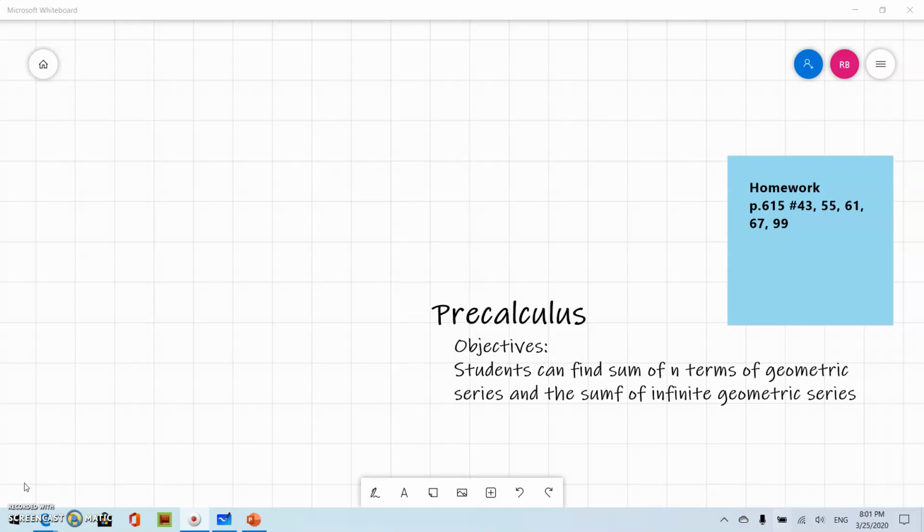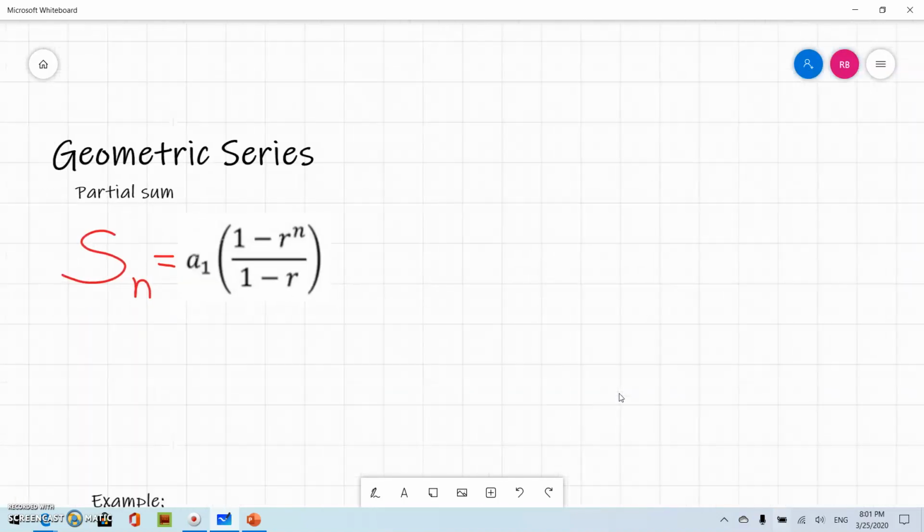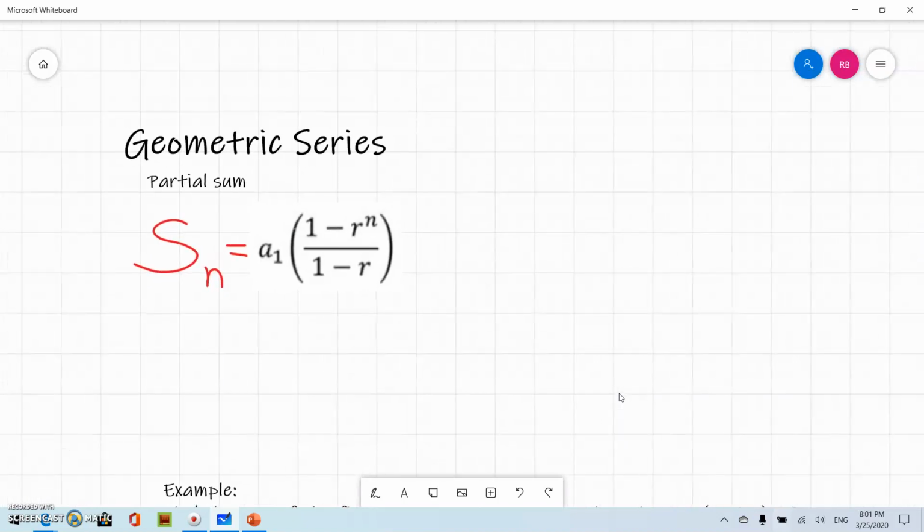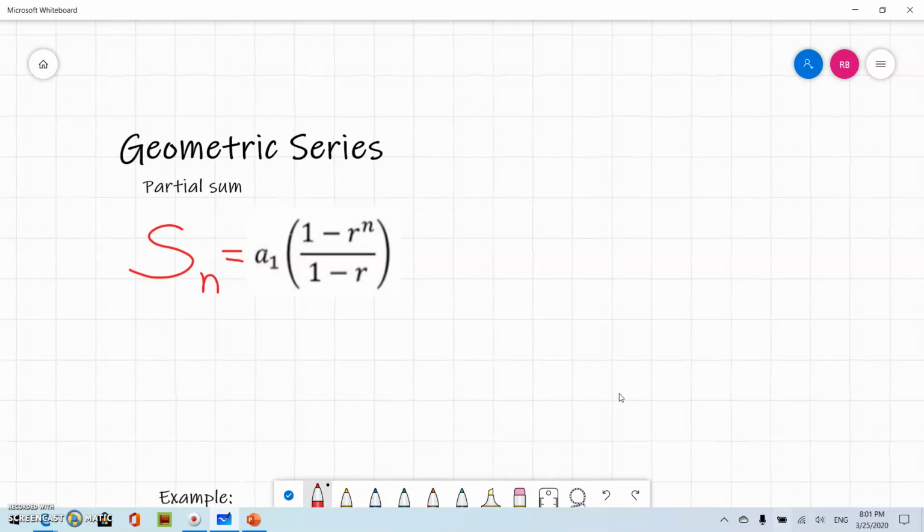Today we are going to find sums of geometric series, so partial sums, but also sums of infinite geometric series. I see there is a typo here. So let's go to the formula for the partial sum. For the partial sum, there are some elements that you need to know.